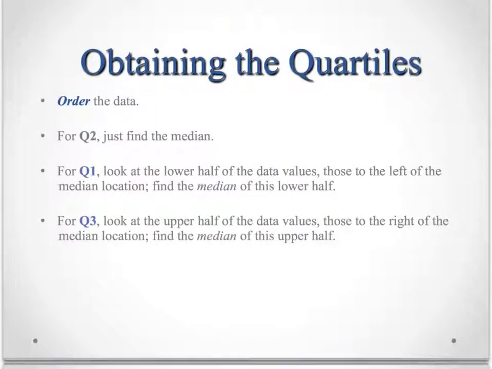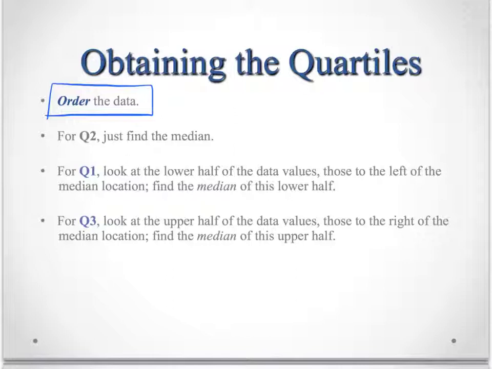And we can obtain the quartiles. The way we calculate them is basically the same as how we calculate the median. Most important thing, you have to order your data first. You can't do any of this until you have your data in order, smallest to largest. Now quartile 2, as we said on the previous slide, is just the median. So we already know how to find the median.